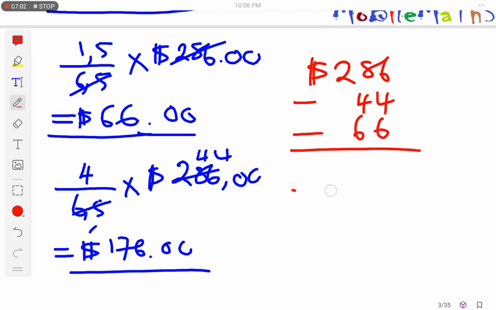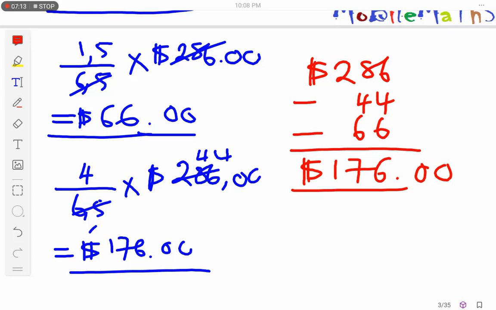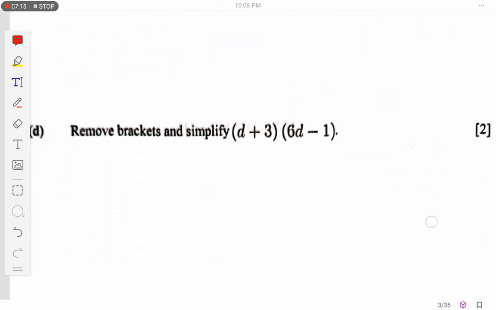Then you get yourself the total, which is $176 there. Okay, so you can just do that for me with your calculator and subtract those values, but you should get the same answer. Okay, let's move on to the next question.